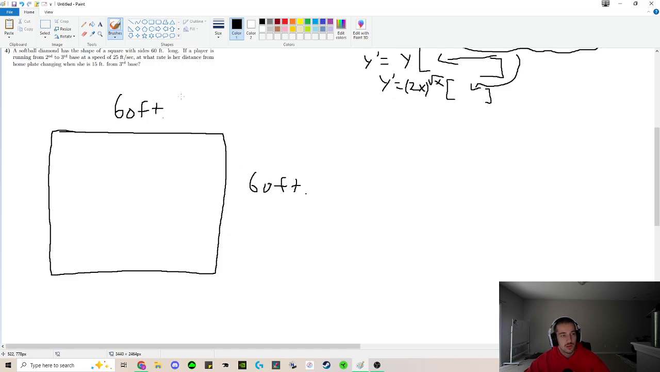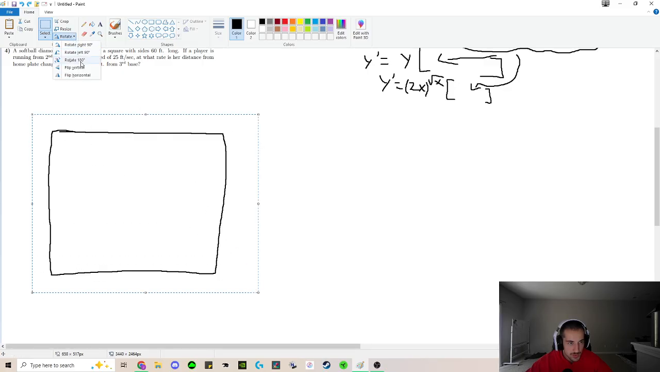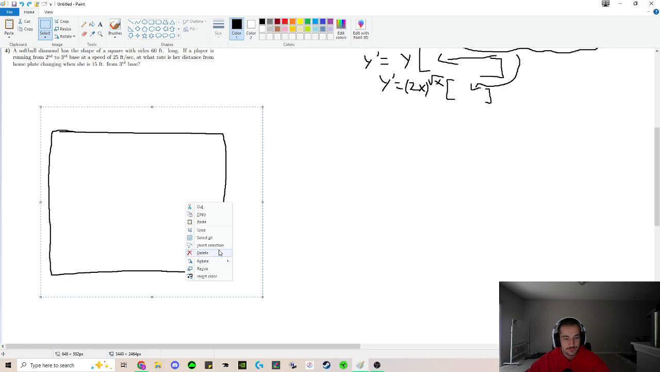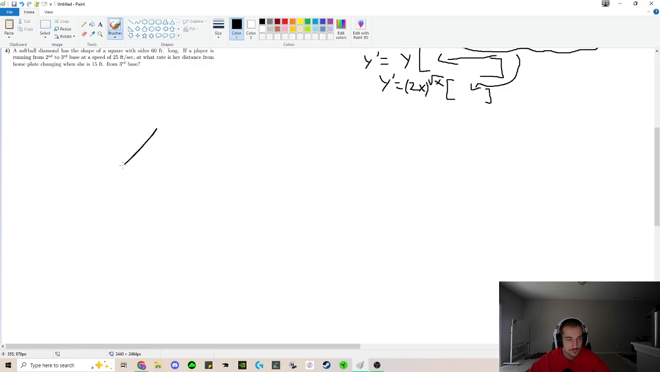Okay. If a player is running from second to third base, so maybe I'll draw it like a... I guess I should have just drawn the rhombus as normal. Rotate 90 degrees. No, I needed to rotate like 45 degrees. How do you do this? Whatever, man. Okay, fine. I'll redraw it. Okay, so these are all 60 feet.